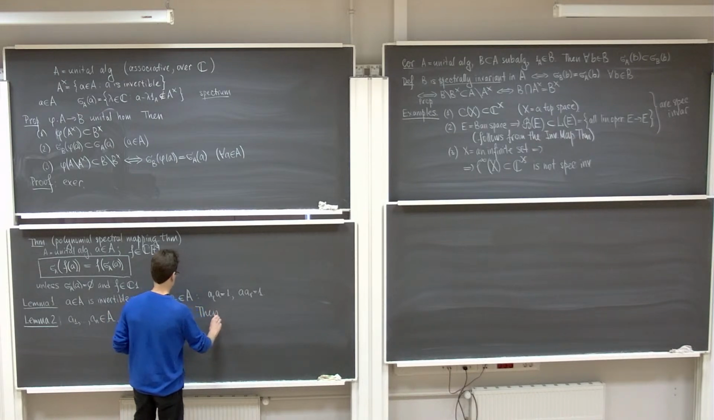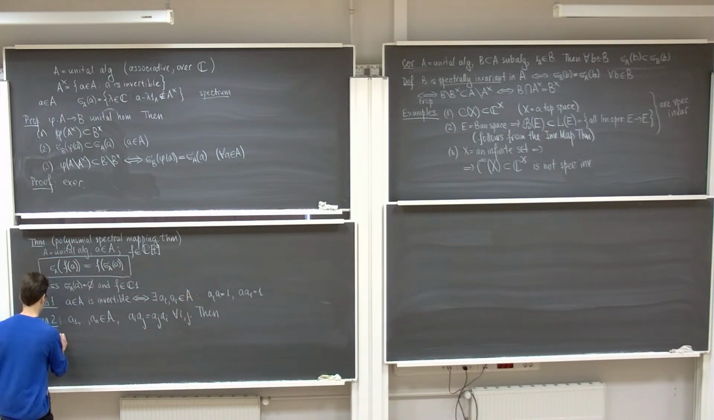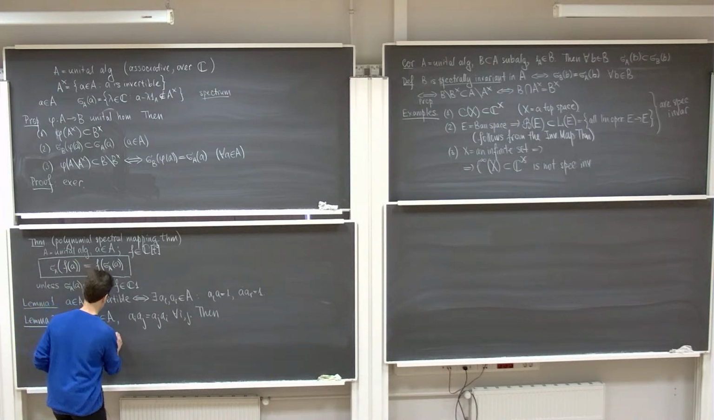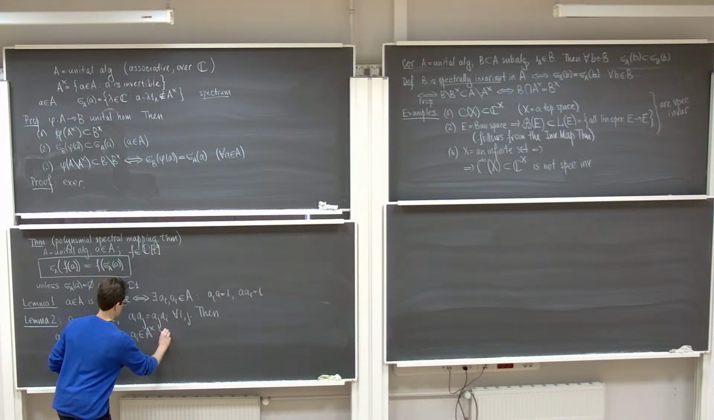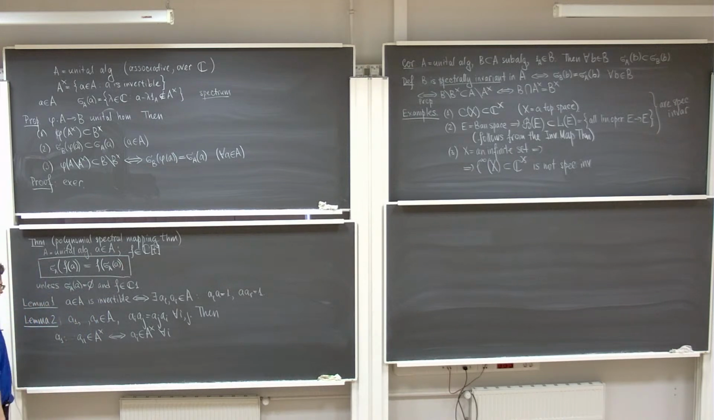Then I claim that their product is invertible. The product is invertible if and only if all of them are invertible. Of course, the right-to-left implication holds for each family of elements, not necessarily commuting. But to prove the left-to-right implication, we must use essentially the assumption that they commute.